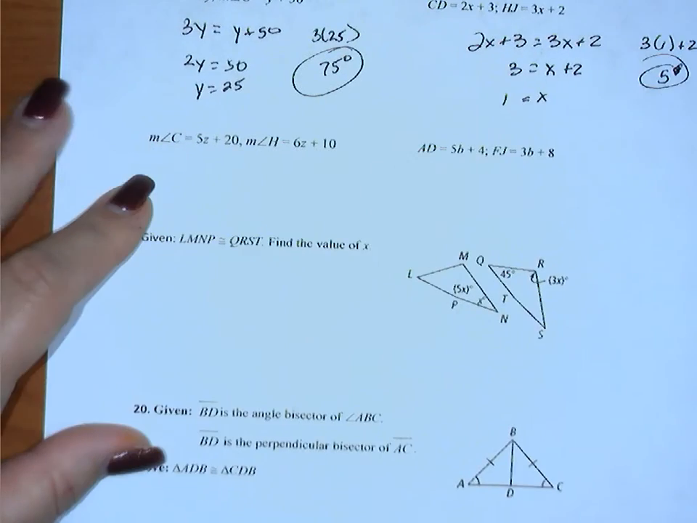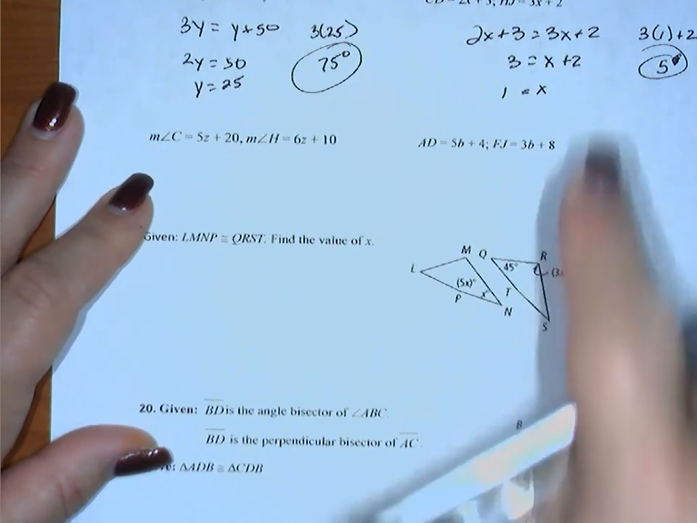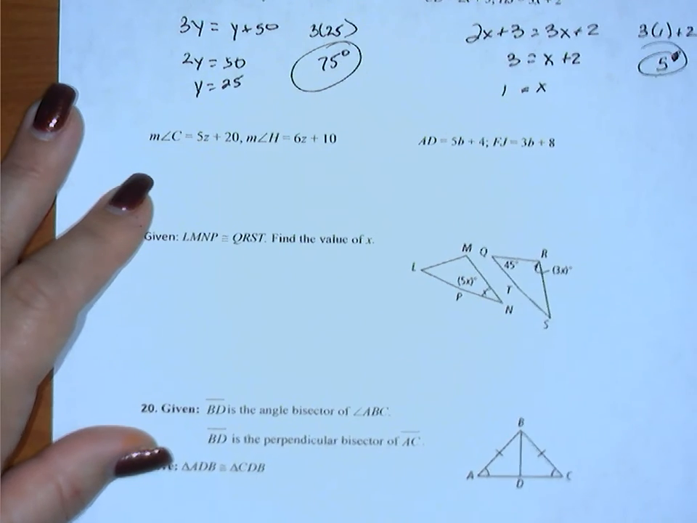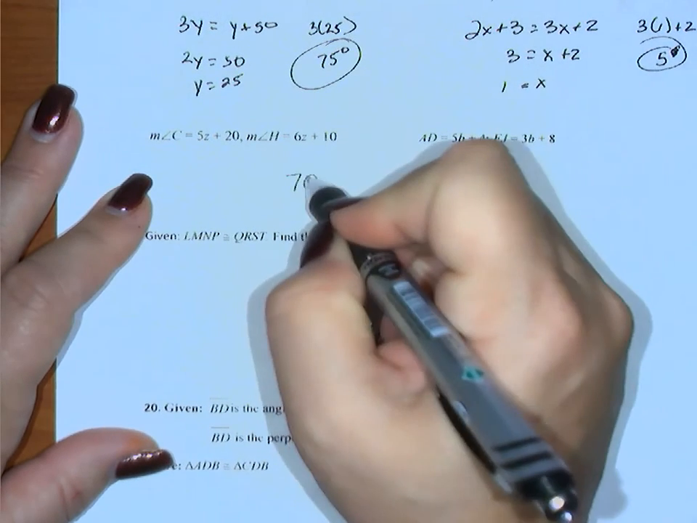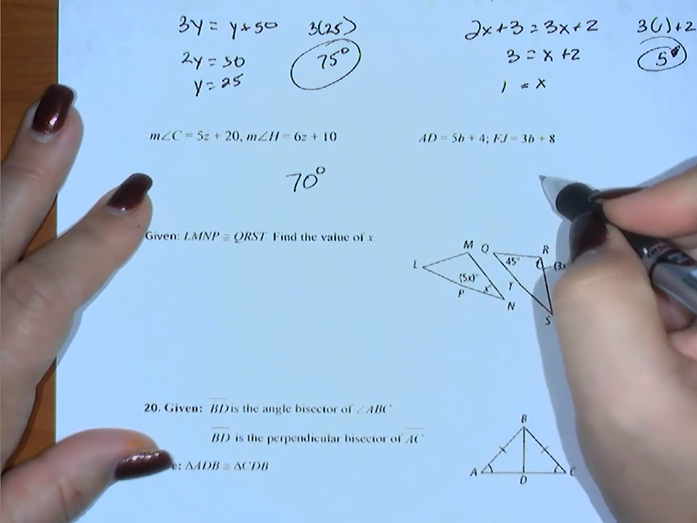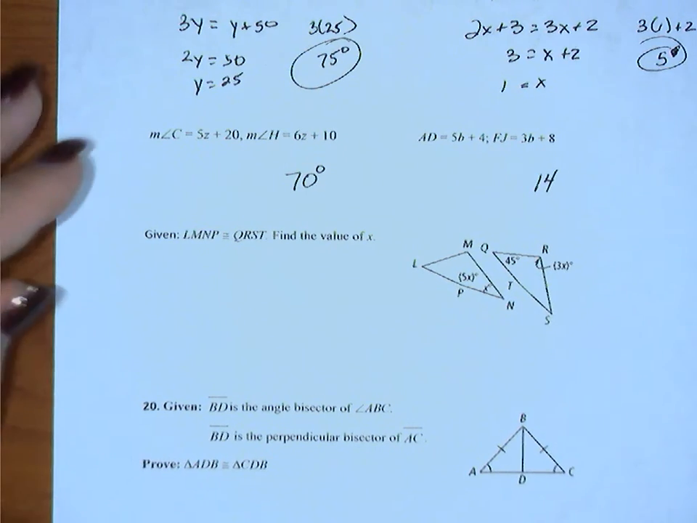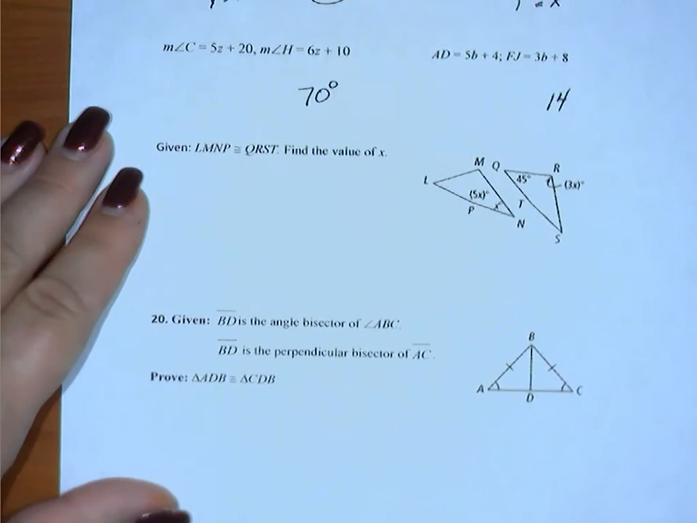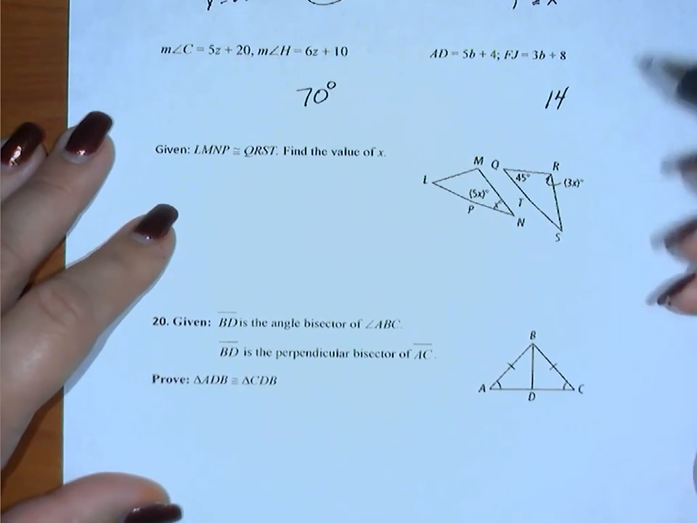All right, you do this one and that one and come back to me. You should have gotten the 70 degrees as your angle measures and 14 as your side lengths. All right, look at this one right here. I want to do this problem.